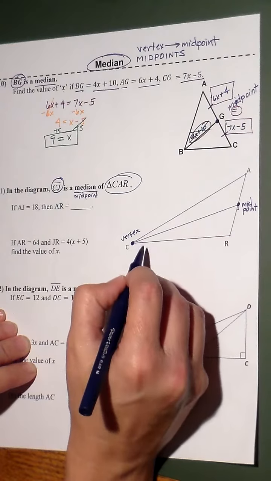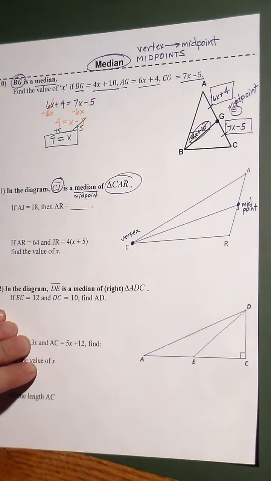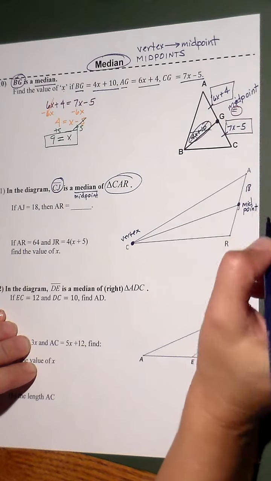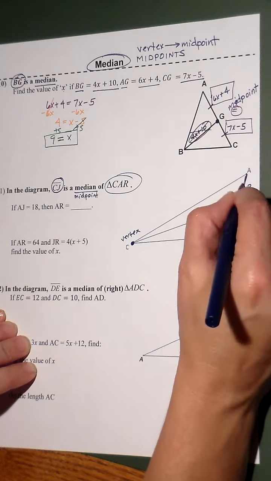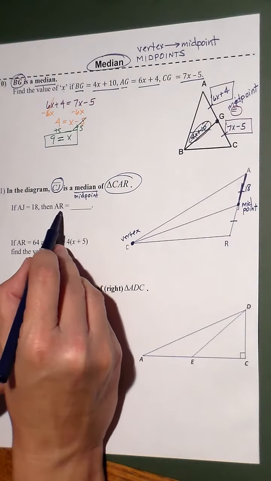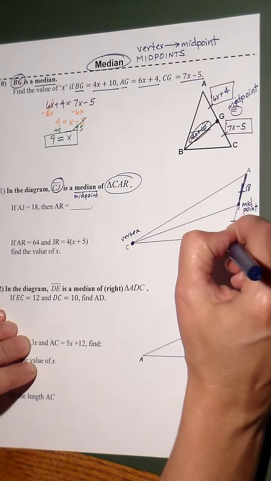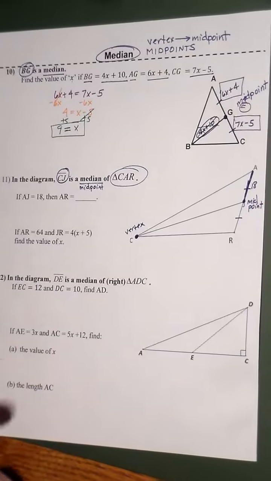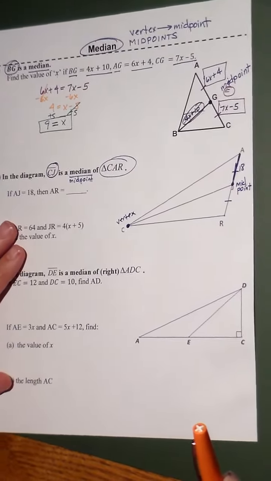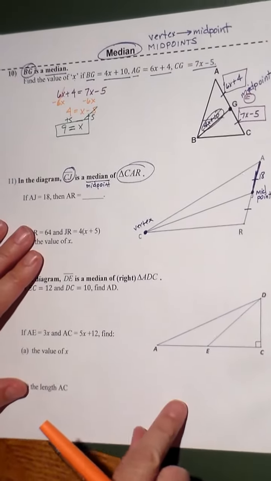These angles are not congruent. Don't mark them that way. Nothing tells you they are. If AJ is 18, that's this one. AJ is 18. Now I know these are the same. What's AR? Well, AR is the whole thing, right? So if AJ is 18, sorry, I have to keep adjusting the picture here.